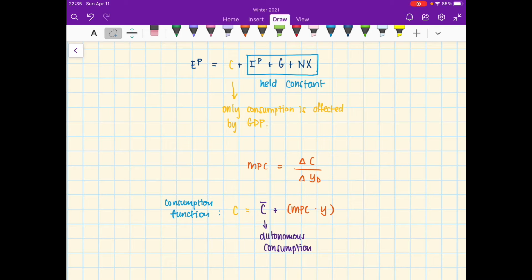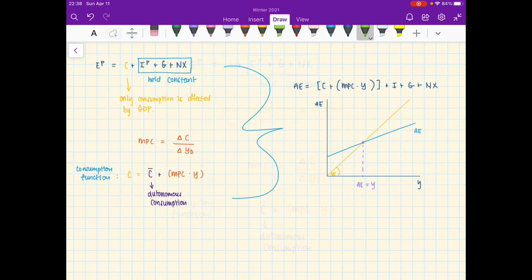In this case, consumption depends on disposable income. We can measure the marginal propensity to consume as the amount by which consumption changes when disposable income changes, or MPC is equal to delta C over delta YD. The consumption function is now measured as the sum of autonomous consumption and current income, which is the product of the marginal propensity to consume and GDP.